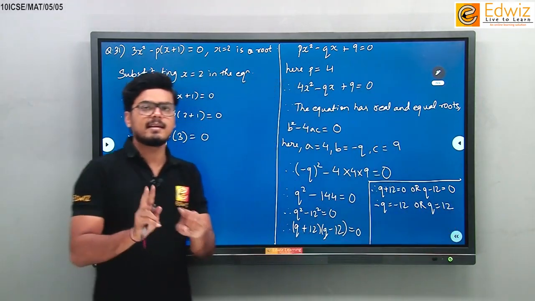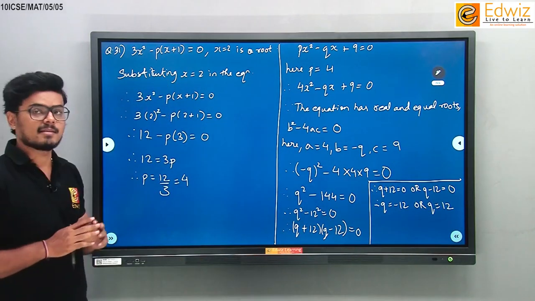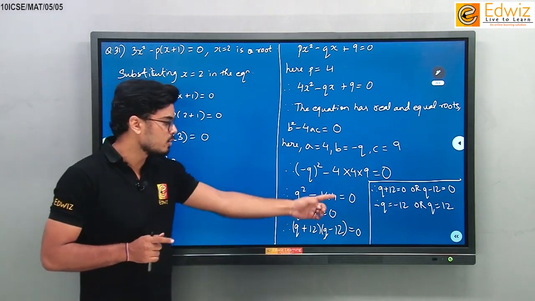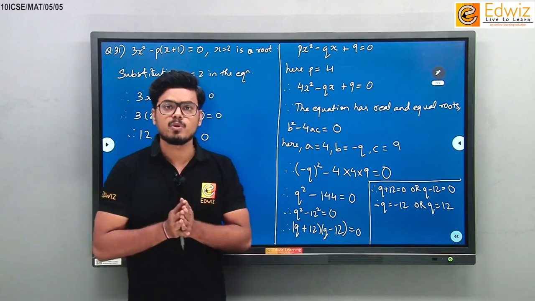So for q we are getting two values, plus 12 and minus 12, and for p the answer is just 4, because for p we got a linear equation. For q finally we got a quadratic equation. That's why. Okay, I hope you understood the question.